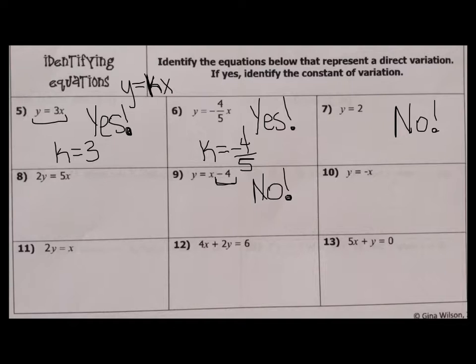Skip ahead to number 12. On number 12, this says 4x plus 2y equals 6. We cannot determine right now if this is direct variation. We have to have the y value by itself in order to do this. We're looking for that y value. In order to solve for y, we're going to split our equation into two parts. We're going to subtract 4x from the left and subtract 4x from the right.